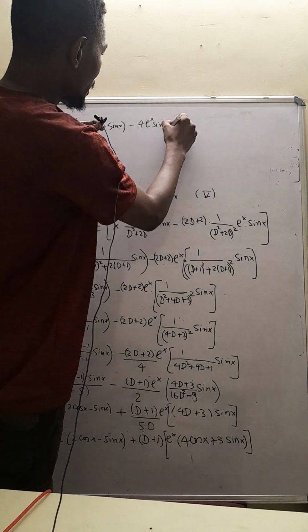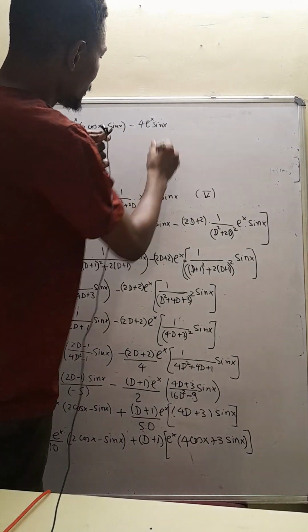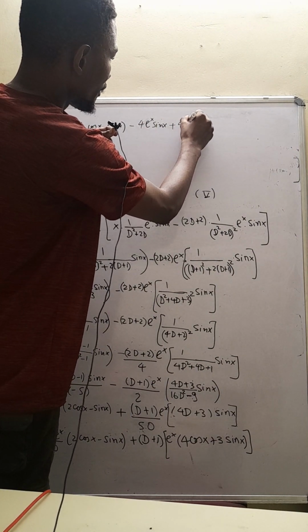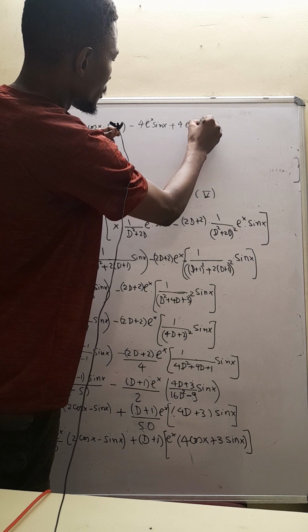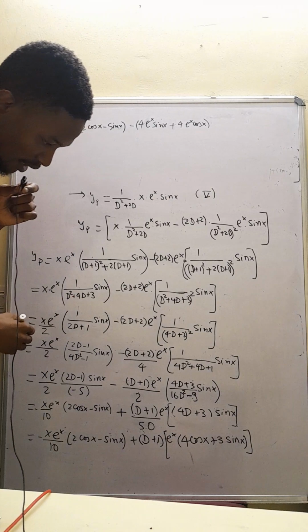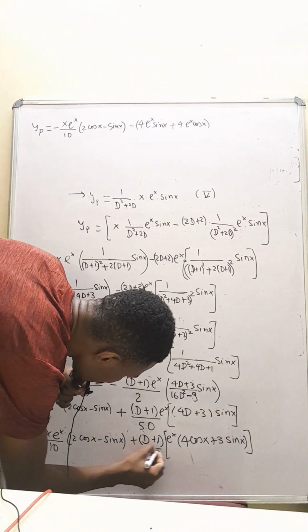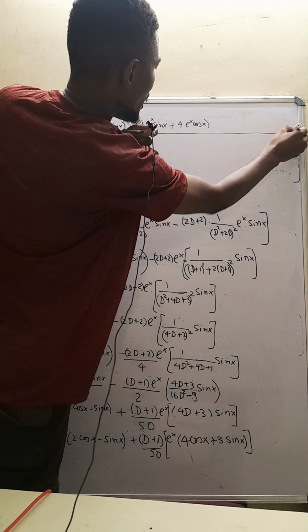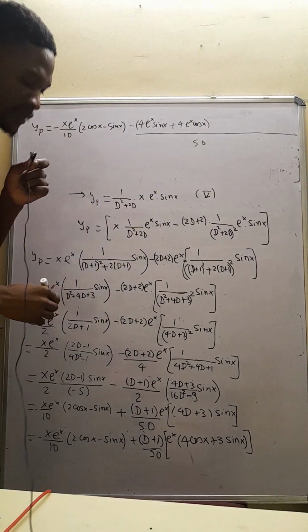Now in the second way it will be plus 4 Euler of x and the same cos of x, nothing changed. Okay, so nothing changed. It is by 50. All is by 50. Everything I will write here, it's by 50.